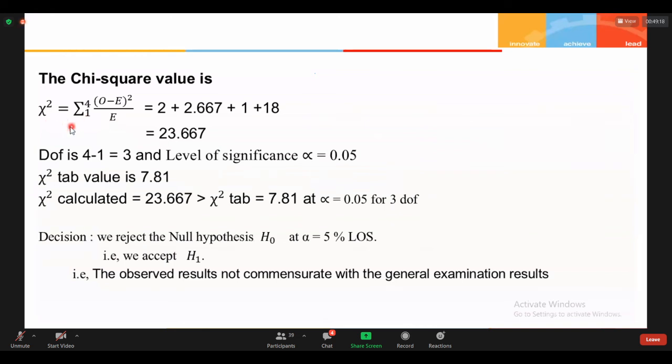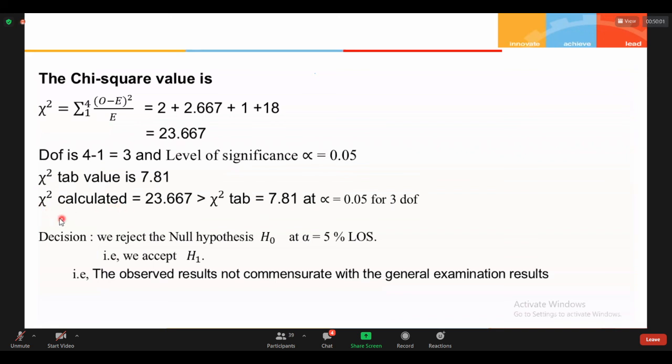Here, chi-square calculated is the summation from 1 to 4 of (Oi minus Ei) whole square by Ei. The value is 23.667. And see here, degrees of freedom. The sample size is 4, so the degrees of freedom is 4 minus 1, 3. The level of significance is 5%. In the question they have given 5% level of significance. The corresponding table value is 7.81. After getting the calculated value and table value, we compare.